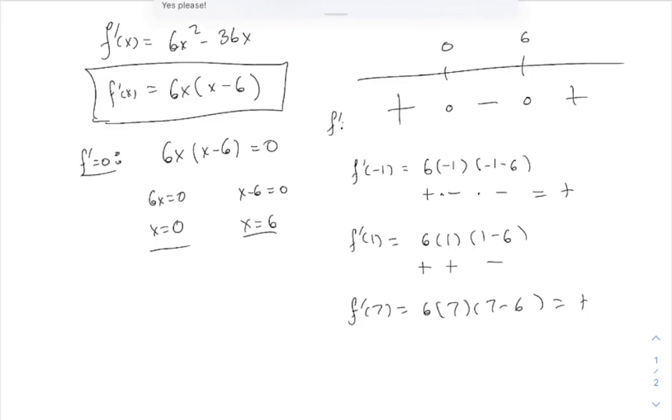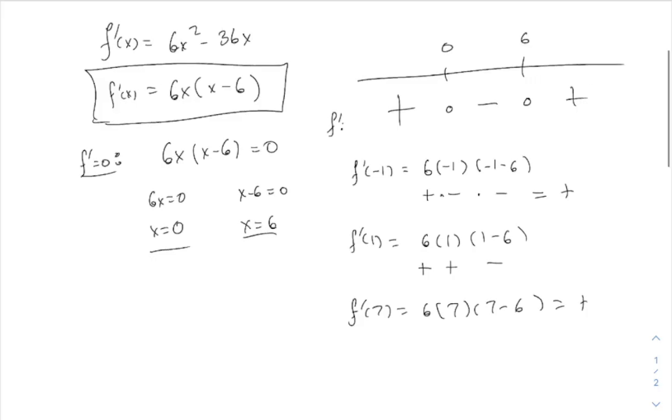All right, let's also examine the second derivative and do a similar thing to find the inflection points and also when it's concave up versus concave down. So the second derivative.